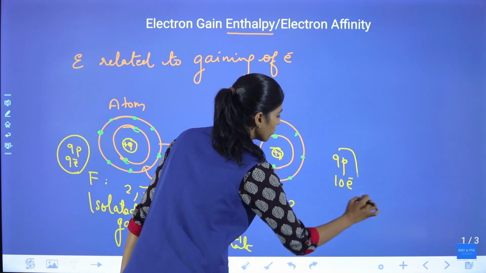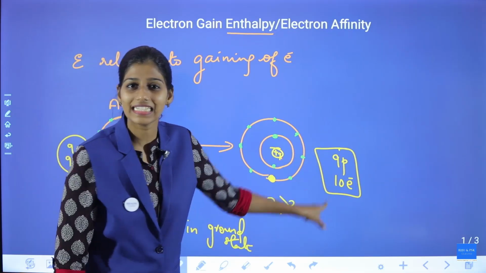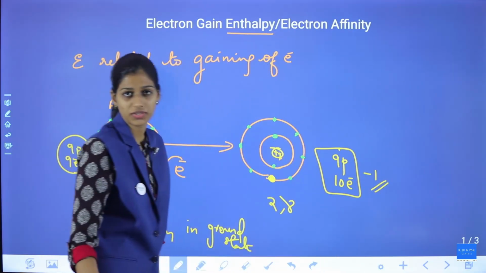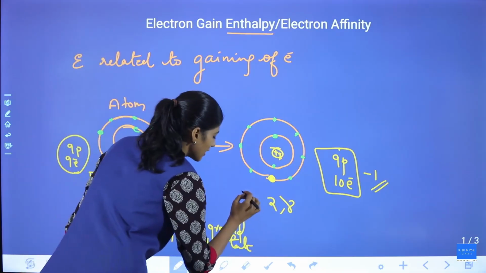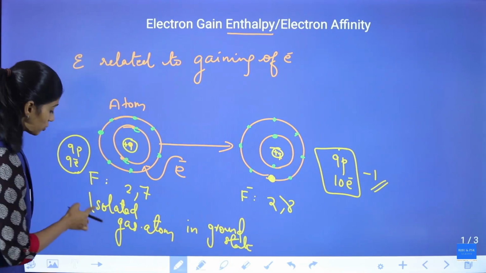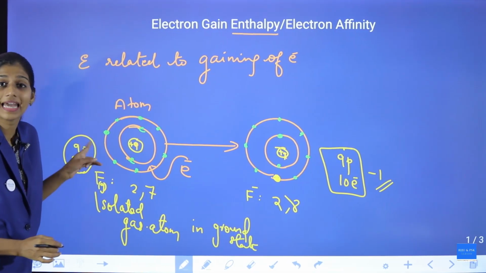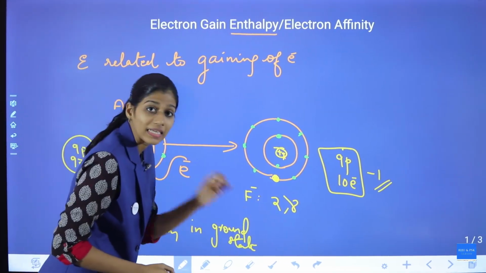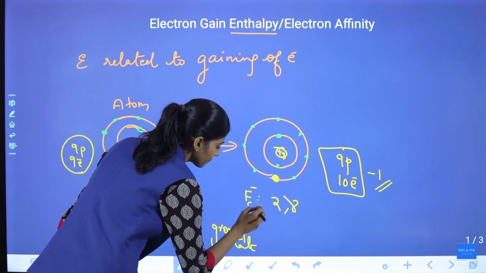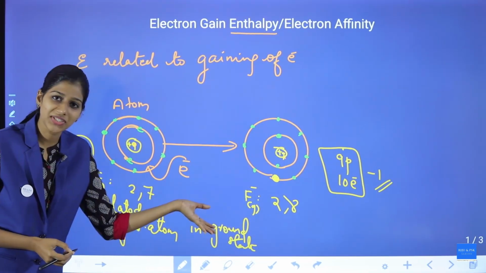So, what is the overall charge? You have 9 positive charge and 10 negative charge, which results in 1 negative charge. So, fluorine njan F ennalla ezhudendathu, it should be represented as F minus. So, this was a single gaseous fluorine atom, whereas this one is a single gaseous fluoride ion. Clear aano? Appo change nammal evidunnu evidekkanu change cheythittulladu.